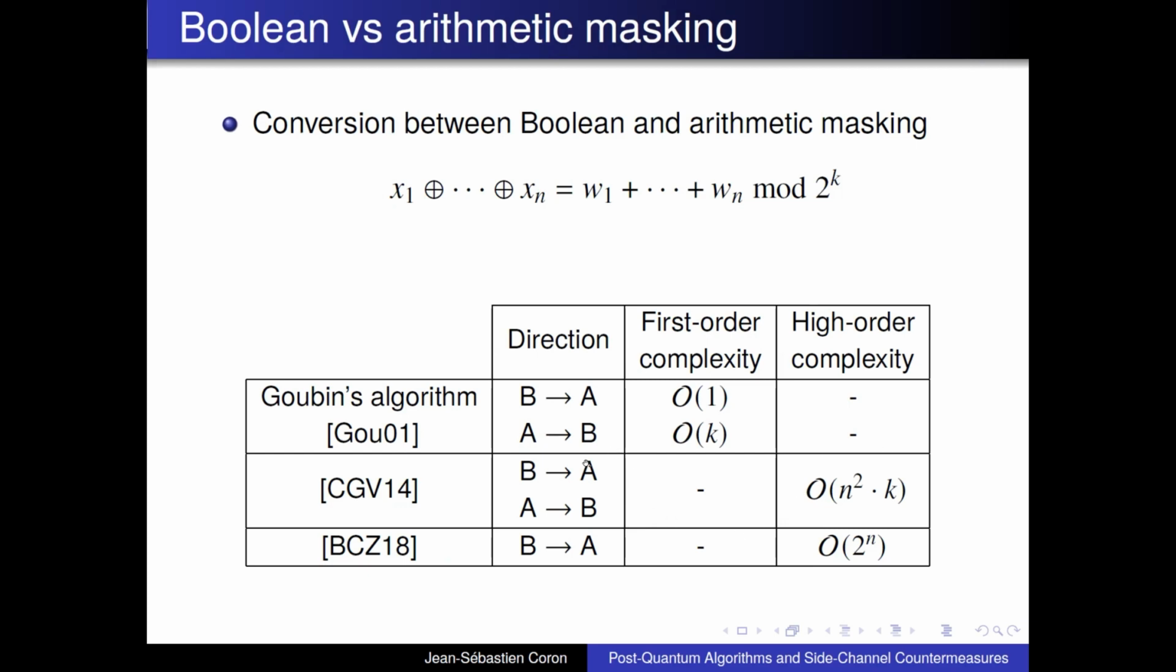And then there is also an algorithm in only one direction, from Boolean to arithmetic, which has exponential complexity in the number of shares. So you could think that it's completely inefficient, but actually the complexity is independent of the size of the modulus. And in practice, for small values of n, this is much more efficient, at least 10 times more efficient. Of course there are many more Boolean and arithmetic conversions, but these are the basic algorithms.